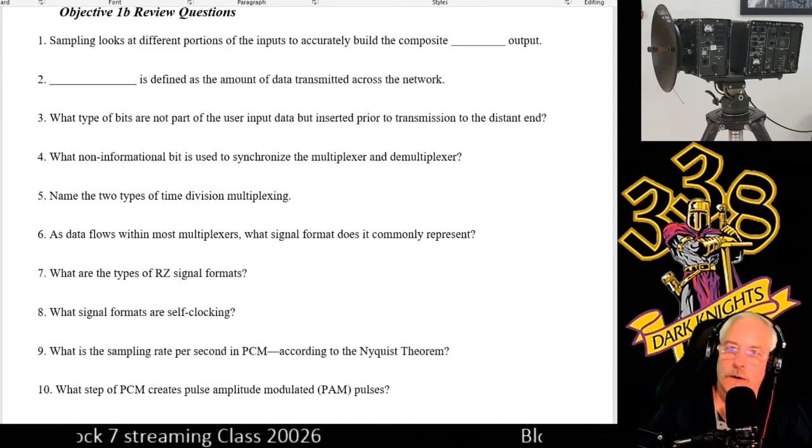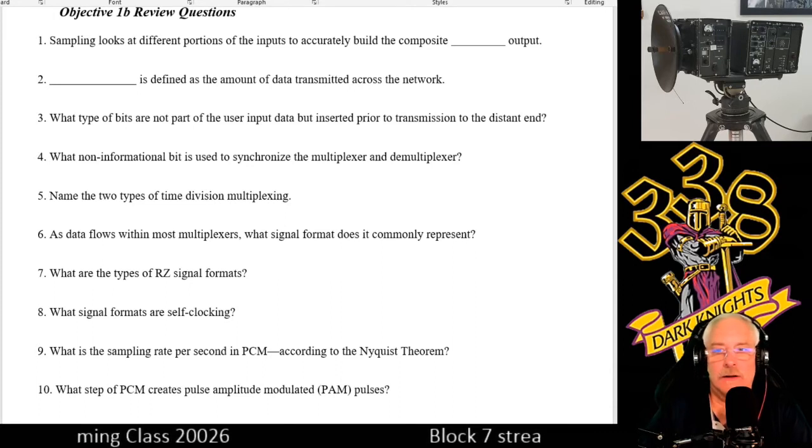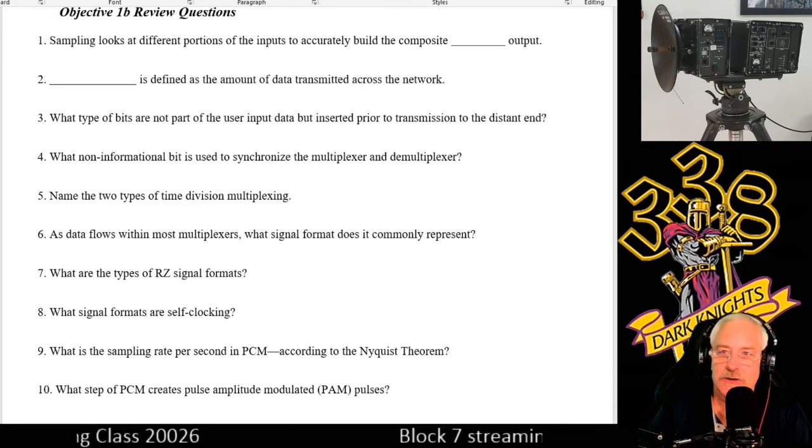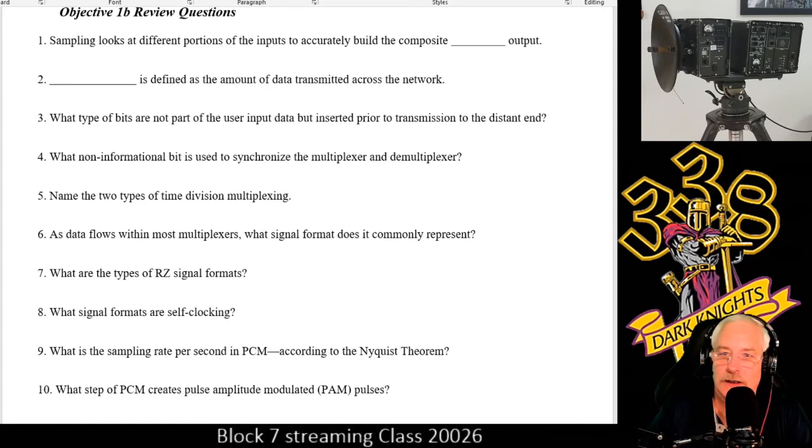Next up is 1 Bravo. Starting with number 1 is aggregate. Number 2 is bandwidth. Number 3 is non-informational bits. Number 4 is frame bit. Number 5, synchronous and asynchronous. Number 6 is NRZ, non-return to zero.